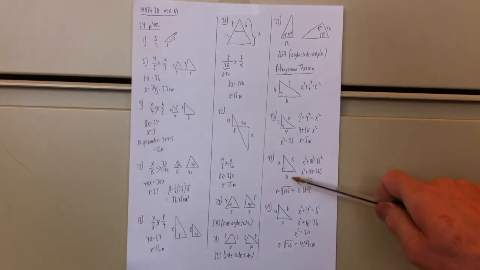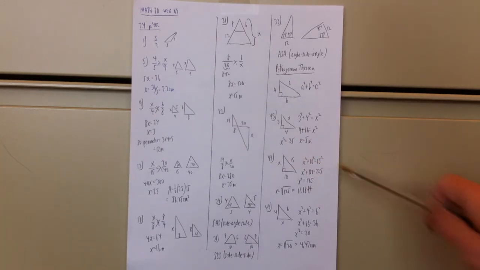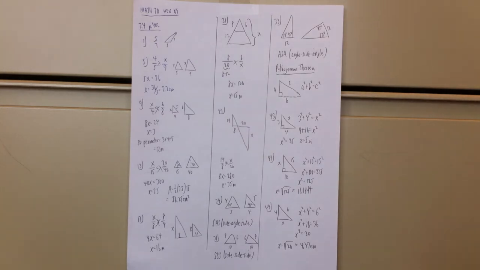47, we're given 10 and 15, which is the hypotenuse, and you're given this unknown side. So x squared plus 10 squared equals 15 squared. 10 squared is 100. 15 squared is 225, so x squared plus 100 equals 225. Subtract 100 on both sides, x squared equals 125. So x is the square root of 125, which is not a nice number. You punch that in your calculator. Comes out to be roughly 11.18 feet.